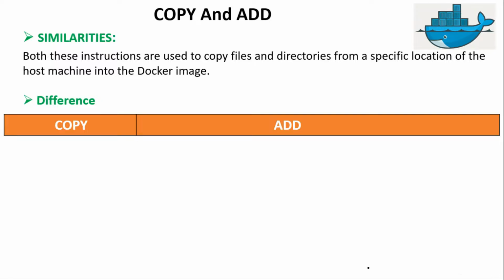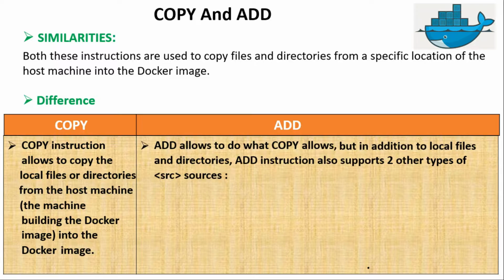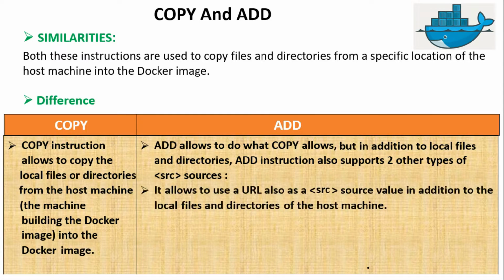So friends, the COPY instruction allows us to copy the local files or directories from the host machine into the Docker image. And friends, the ADD instruction allows what COPY allows, but in addition to the local files and directories, the ADD instruction also supports two other types of source locations. That is, it allows a URL also as a source value in addition to the local files and directories of the host machine.